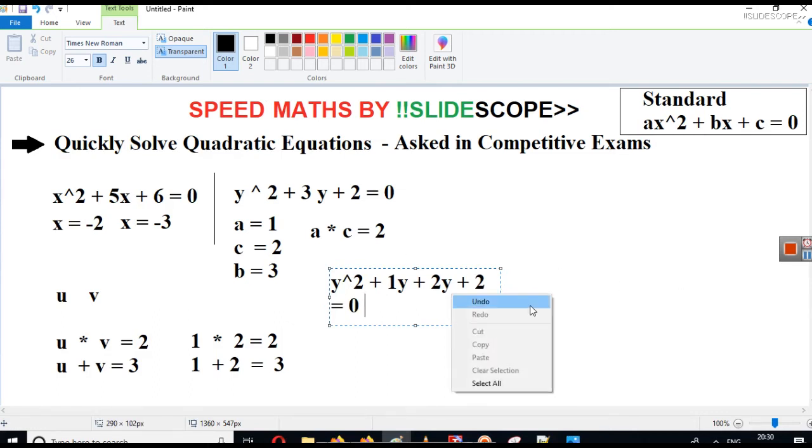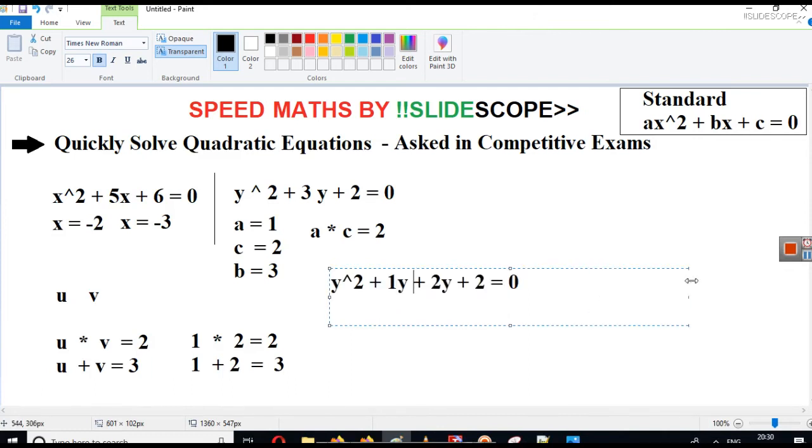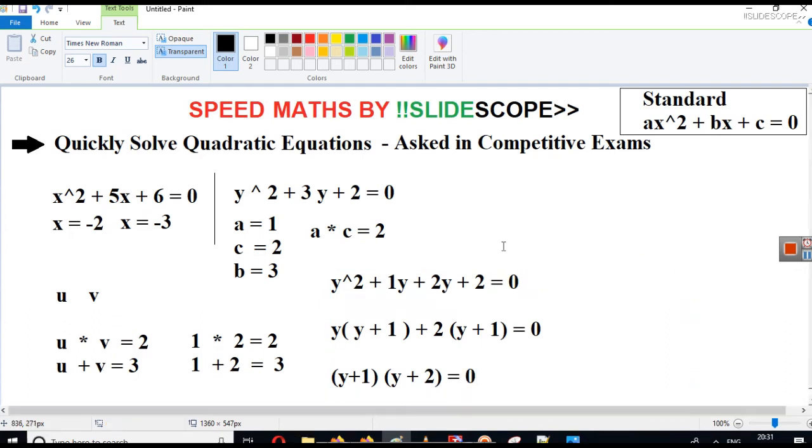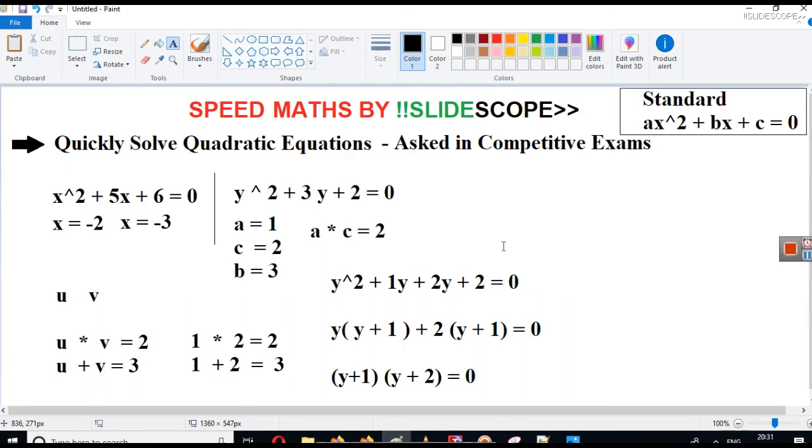So now you can see that our equation is now created in this way. Now we can factorize it. So we can take y common here and it will become y plus 1, and here we can take 2 common and it will become y plus 1. So we always have to find something where we have some common part here. So one common part will be y plus 1 and second common part will be y plus 2 is equal to 0. Now again, either y plus 1 is equal to 0 or y plus 2 is equal to 0.